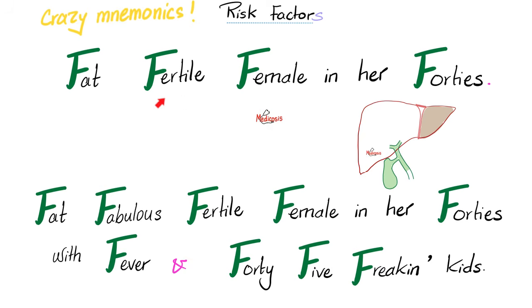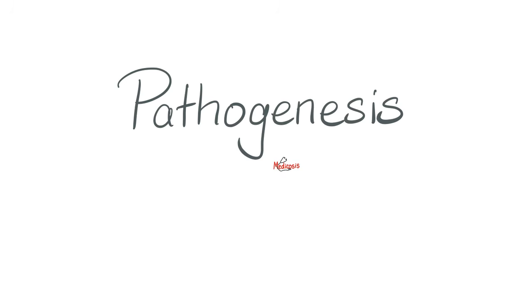Risk factors: a horrible mnemonic, fat, fertile female in her 40s. And if this was not horrible enough, consider this: fat, fabulous, fertile female in her 40s with fever and 45 freaking kids. Why is she fabulous? First of all, because she's the mother of 45 freaking kids. She's fertile and she has too much estrogen. That's a fabulous female. Shut up, Medicosis.